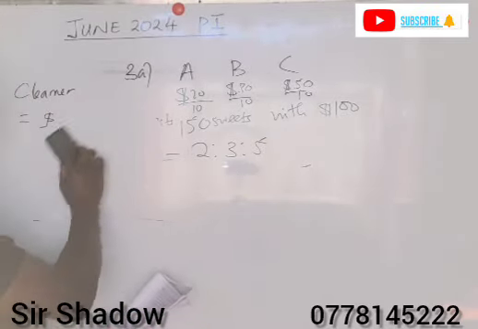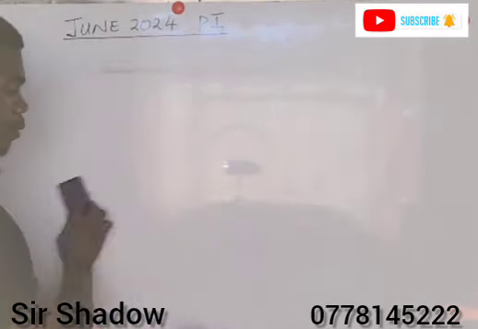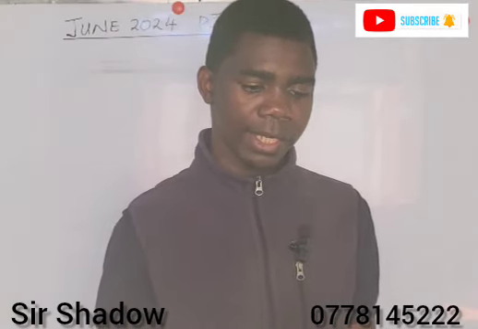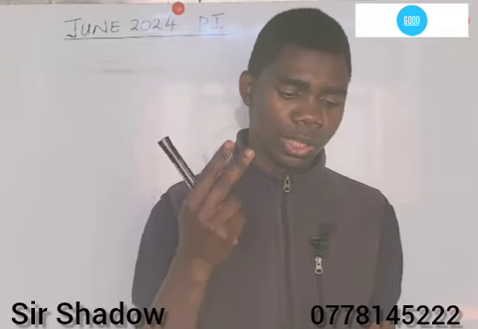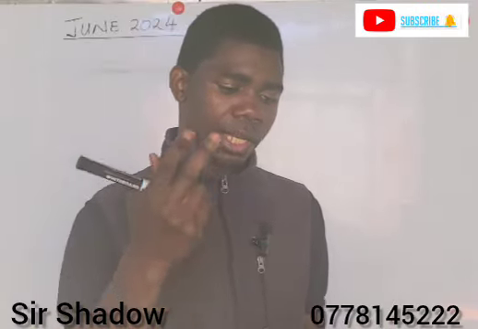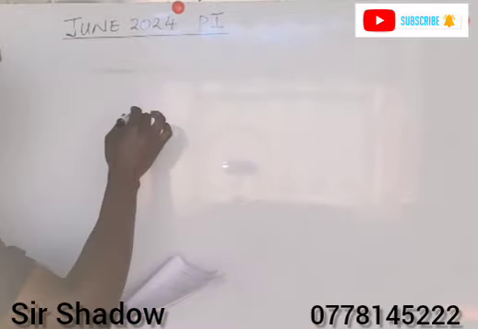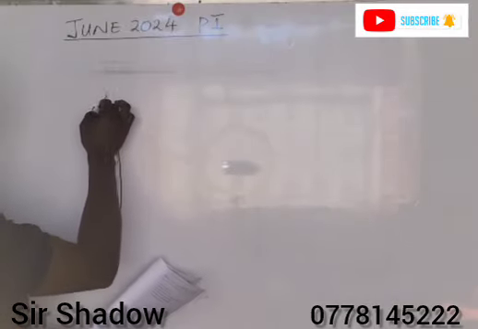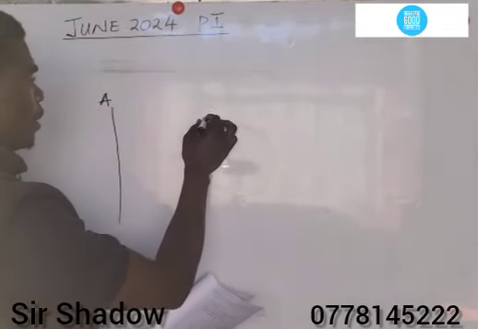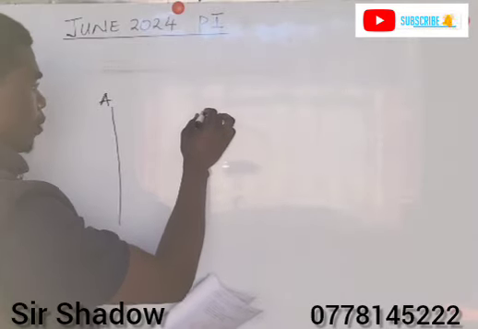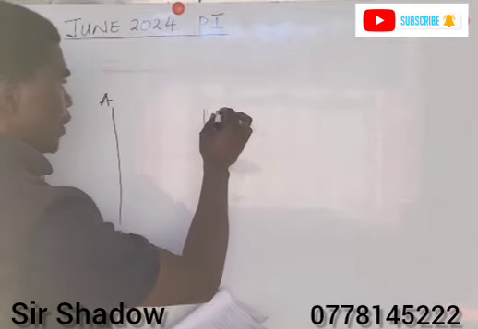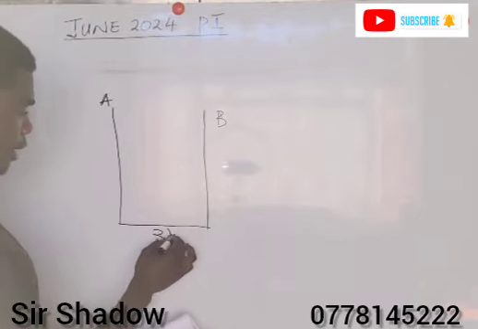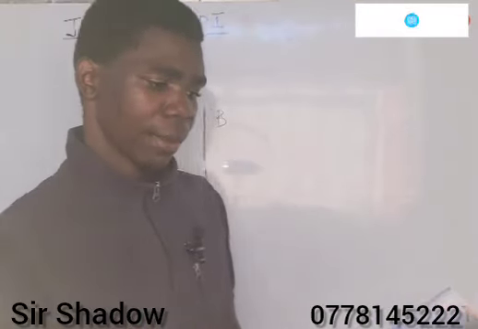Let's move on to question number 4. We are given two hills, A and B, that are 3 kilometers apart. We have hill A, then hill B. They are 3 kilometers apart.